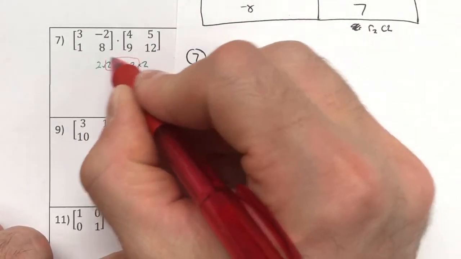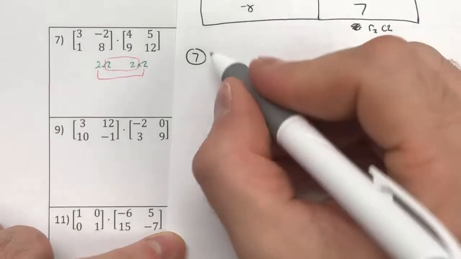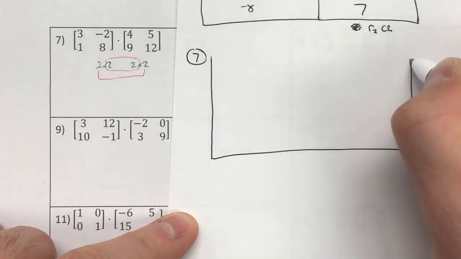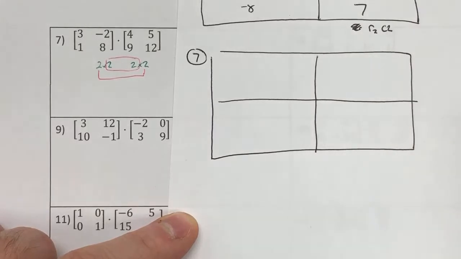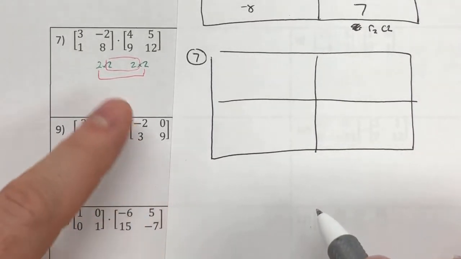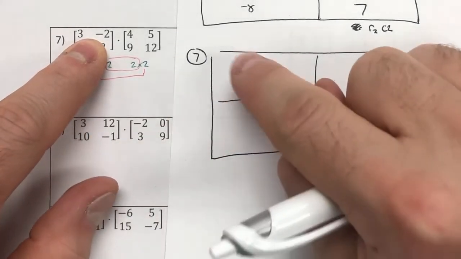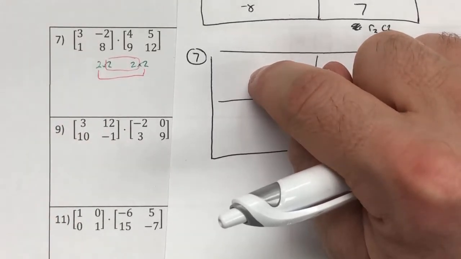They match up. I'm going to get a 2 by 2, which means that what I might as well try and do is set this up. I'm going to get a 2 by 2 matrix. Now, I can fill this out as we've been doing, where I say, okay, this is going to have a 3 and a -2, and it's going to be multiplied times the 4 and the 9.